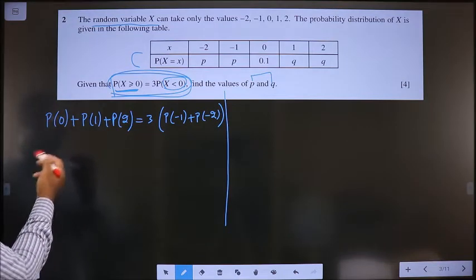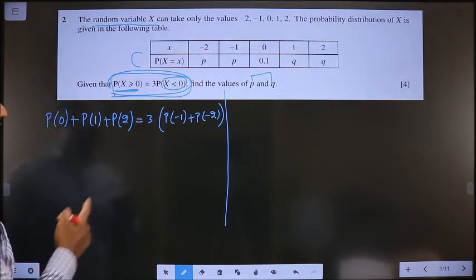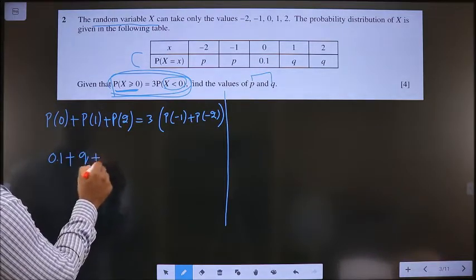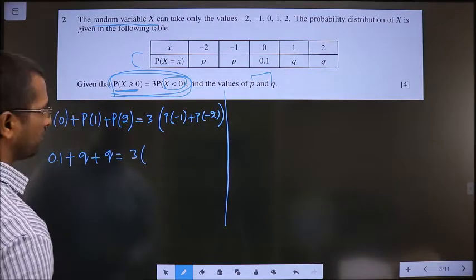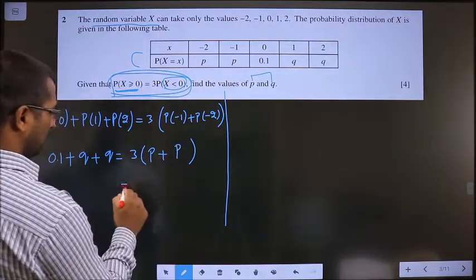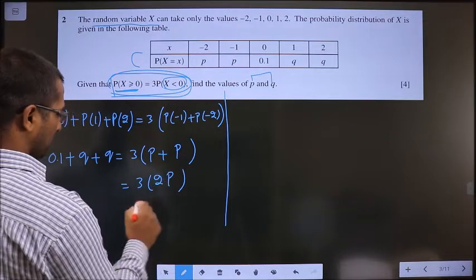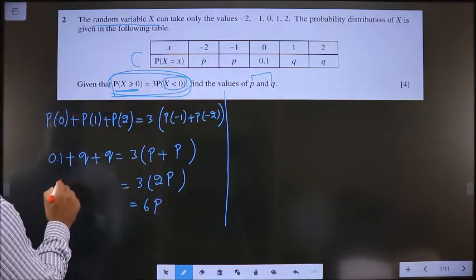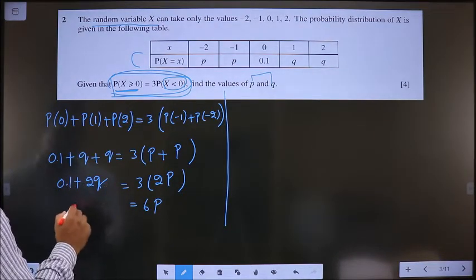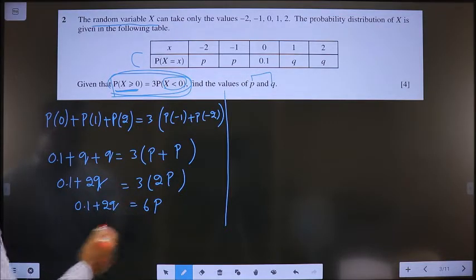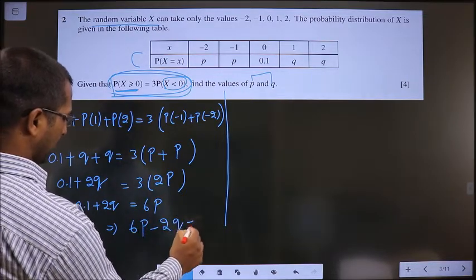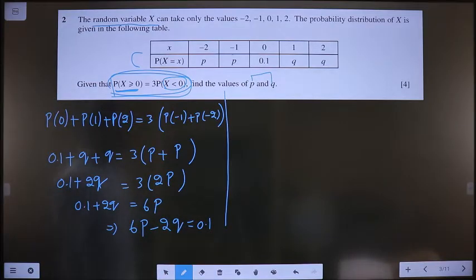Okay. Now replace by their probabilities. For 0 it is 0.1. For P(1) it is q. For P(2) also q. This is equal to 3 times P(-1), which is p, plus P(-2), which is also p. So this is 3 times 2p. So that is 6p. And over here 0.1 plus q plus q is 2q. Next, if I take 2q to the other side, that will result in 6p minus 2q is equal to 0.1. The 0.1 is staying on the same side.